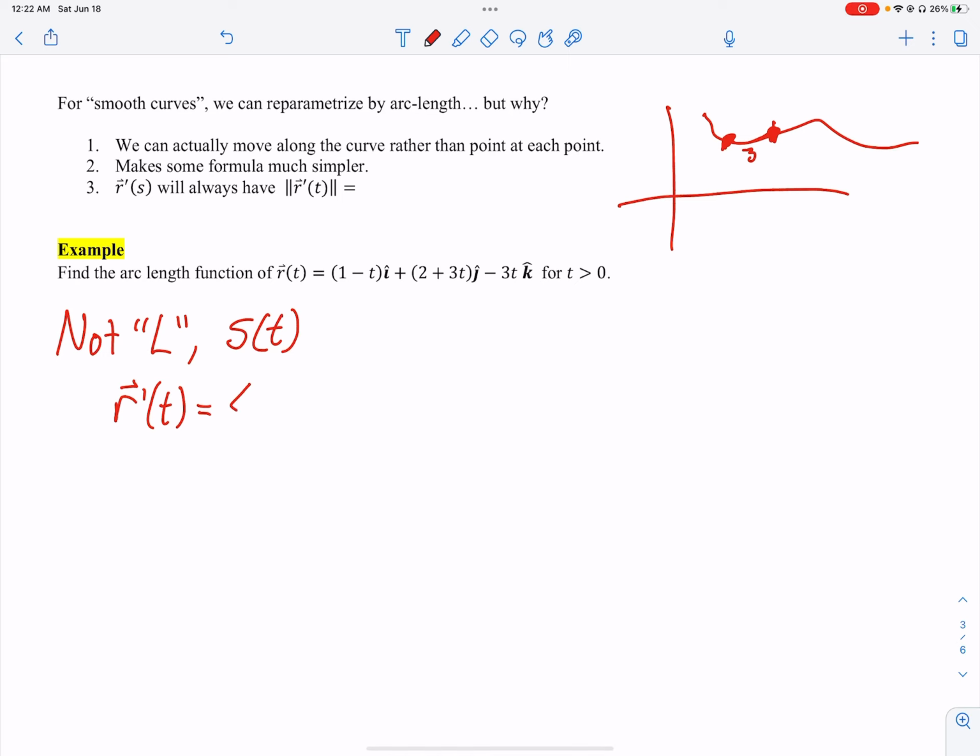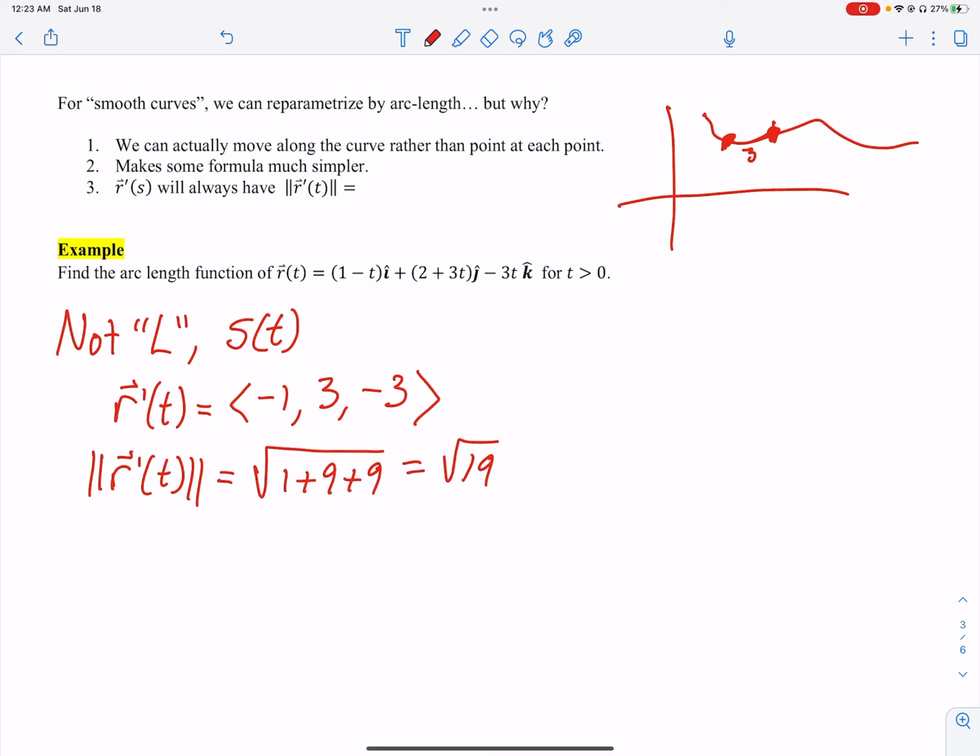So I'm going to switch to component form here because these are all nice. So negative 3 in the end. There we go, right? And then we can also find the magnitude of this, especially if we're heading towards an arc length route. This is the square root of 1 plus 9 plus 9, which is the square root of 19.